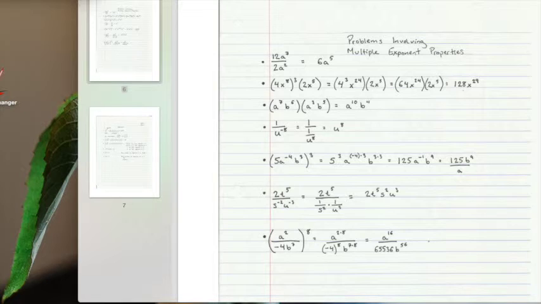In this next example, we have a whole bunch of stuff going on. 4x to the power of 8, that's in parentheses. The whole thing is raised to the third power. And 2x to the power of 5. Well, let's see. Let's deal with this part first. 4x to the power of 8, this whole thing is raised to the third power.